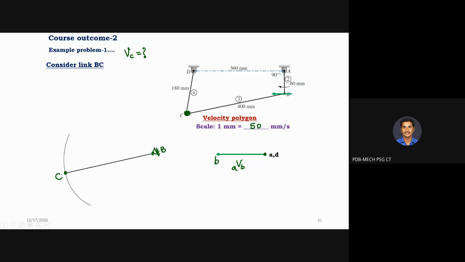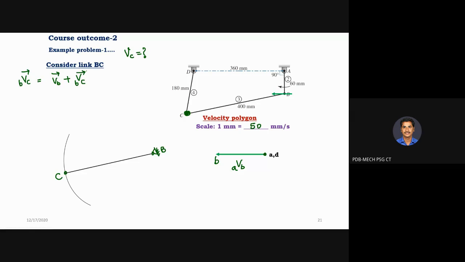For finding out the velocity of C, for the time being you need to keep point B fixed, because with respect to B only your point C is going to rotate. So for the time being we keep the floating point as B. With respect to B only, C is rotating. Now tell me how to find the magnitude of velocity of point C with respect to B. Sir, velocity of B plus velocity of C with respect to B.